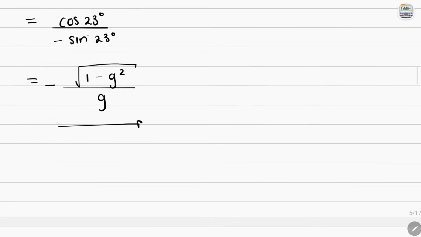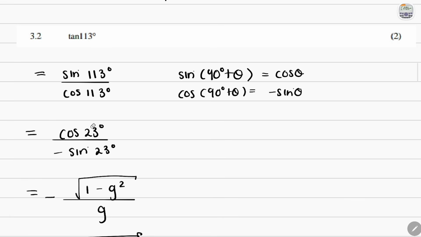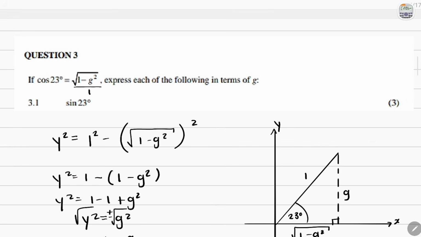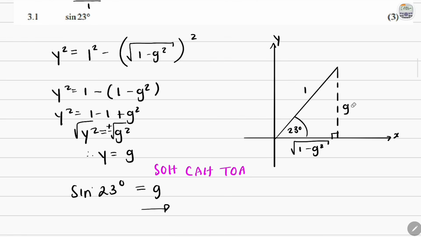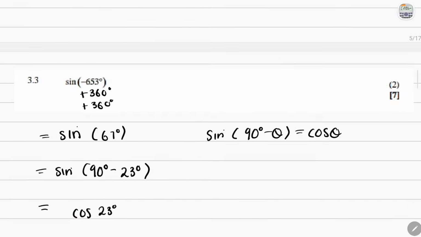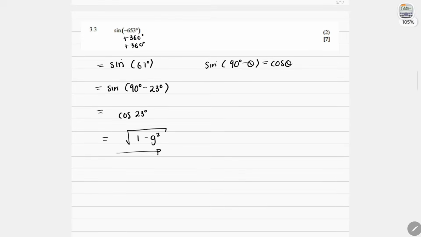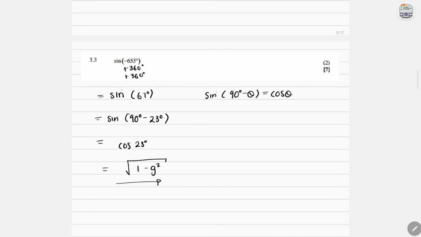And now we can find that. So we know that cos 23 degrees was just the square root of 1 minus g squared. We saw that initially. You can also use it like this, adjacent over hypotenuse. Okay, so the square root of 1 minus g squared is our answer. And that is it for this question. And that is it for question 3.